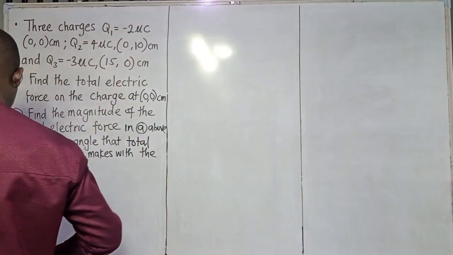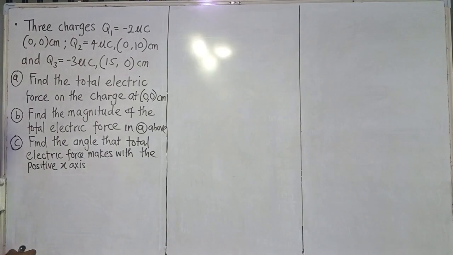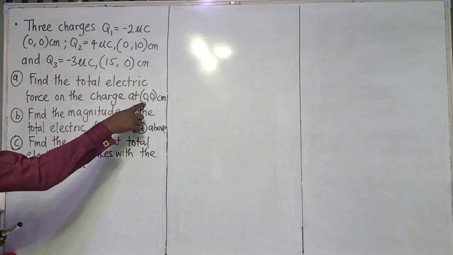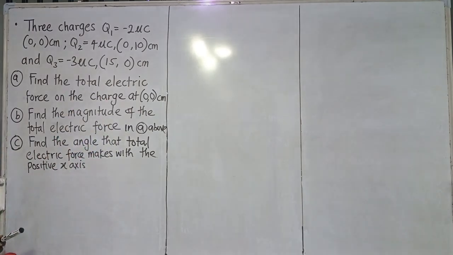Now let's start. We say three charges: Q1 equal to minus 2 microcoulombs at 0,0 centimeter, Q2 equal to 4 microcoulombs at 0,10 centimeter coordinate, and Q3 equal to minus 3 microcoulombs at 15,0 centimeter coordinate. Find the total electric force on the charge at the origin 0,0.